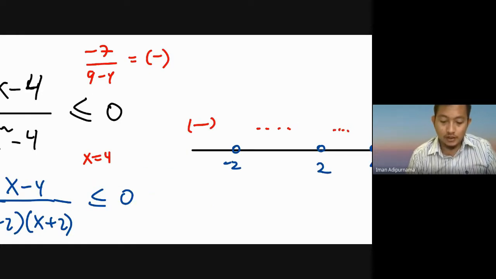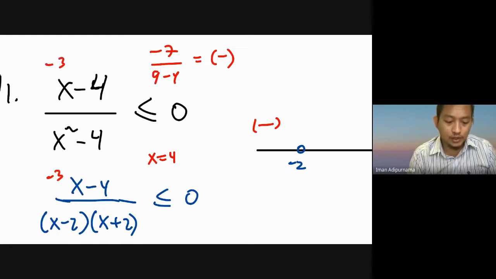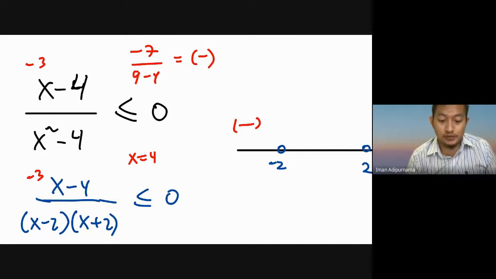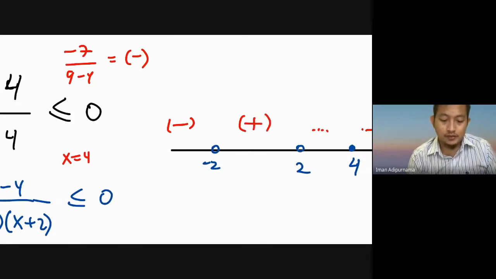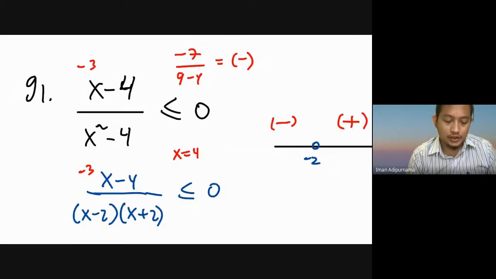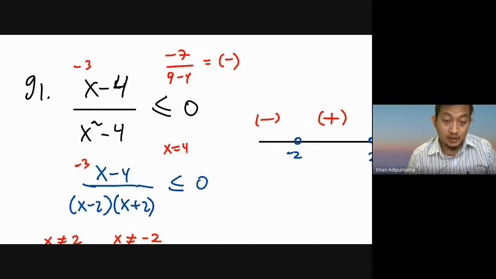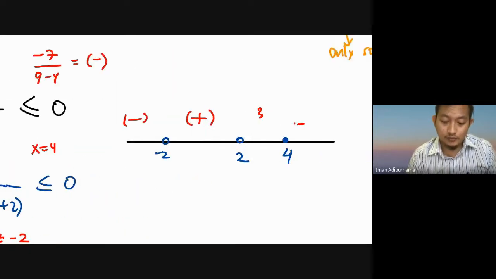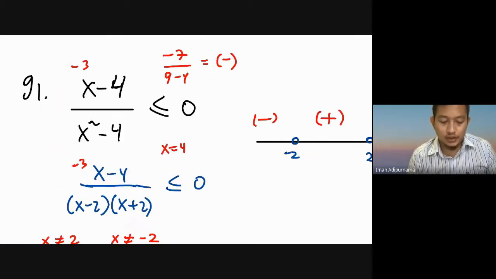And how about in the middle? We can select probably 0. We look at 0, it's positive. Right? It's minus divided by minus, so it's positive. So all positive here. And how about in this one? We can start with 3. See the equation here. 3 is negative, right? And how about 5? We have 5.